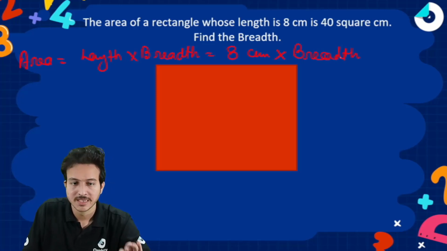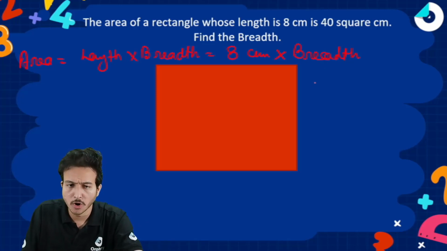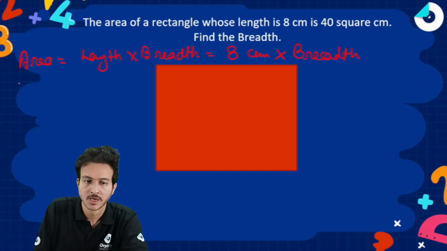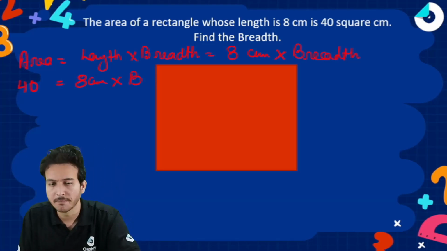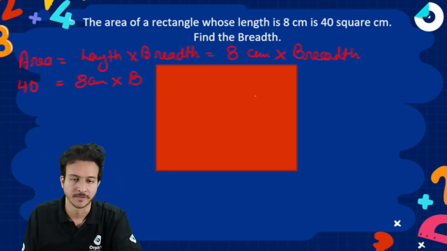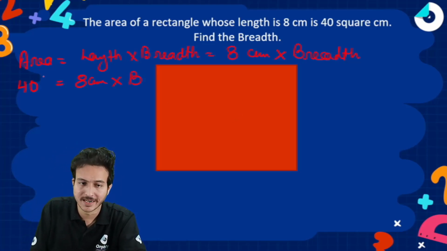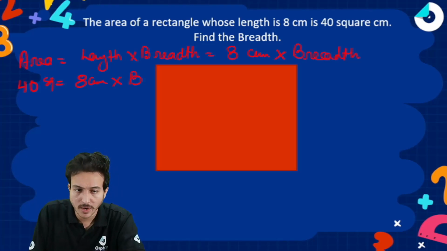Let the breadth be the same. Now the area of this rectangle is given to you as 40 square centimeter. So 40 square centimeter equals 8 centimeter into, let's say, b, which is the symbol representing breadth. This is in square centimeter.